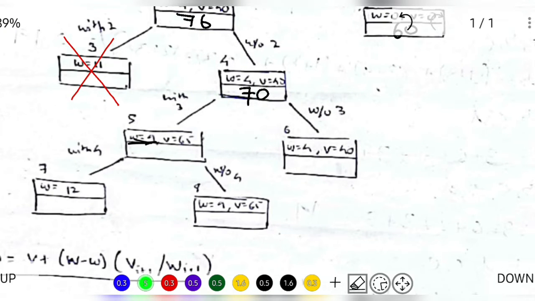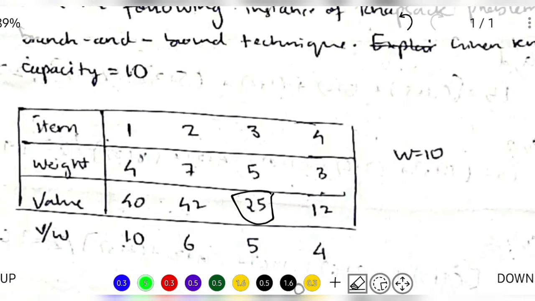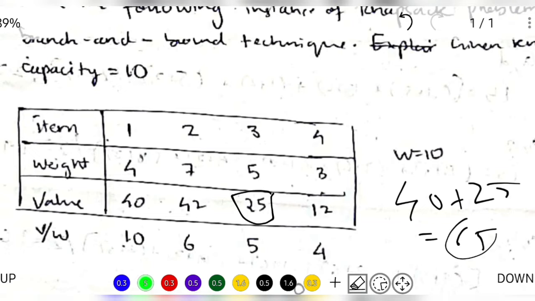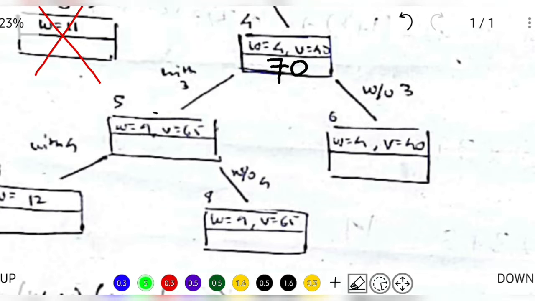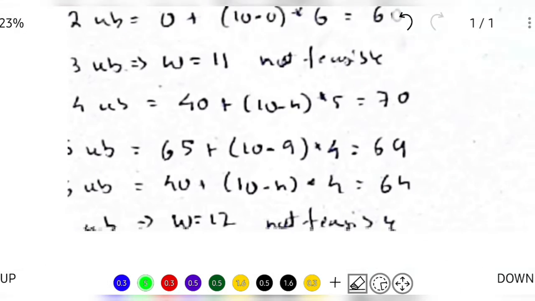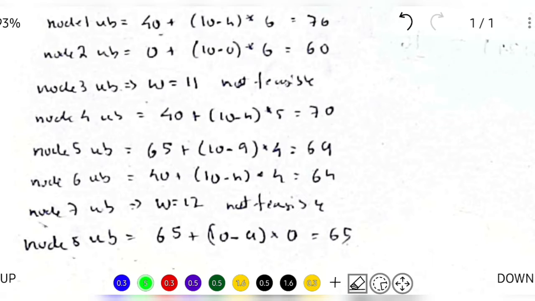And what is the value? Initially I have 40 plus I'll get 25, which is 65, right? We'll have 65 now, the total value of the profit. Okay, 9 is possible because it's less than 10, the total capacity. W is 9 and V is 65. See here, W is 9 and V is 65.